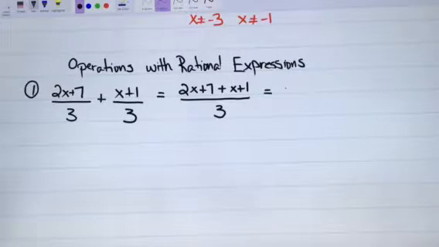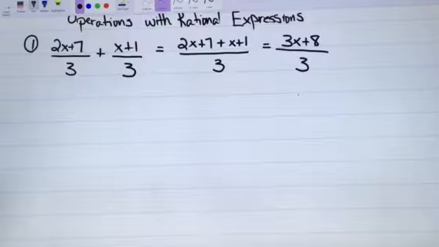So we have 2x plus x, so this will make 3x. 7 plus 1 is going to be 8. And so for the sum of the fractions, we have (3x + 8) all over 3.